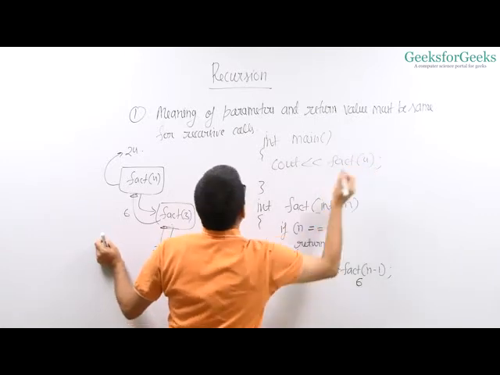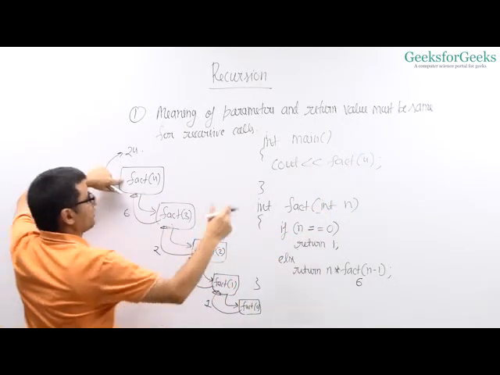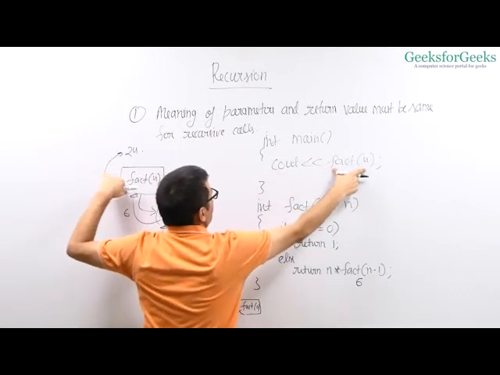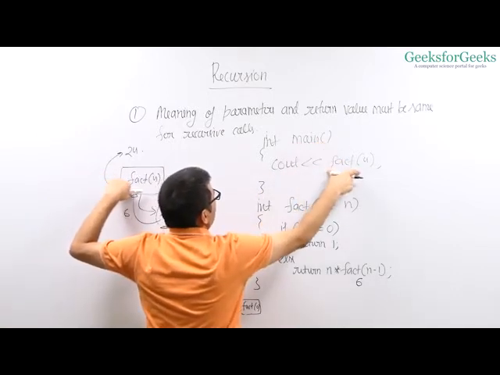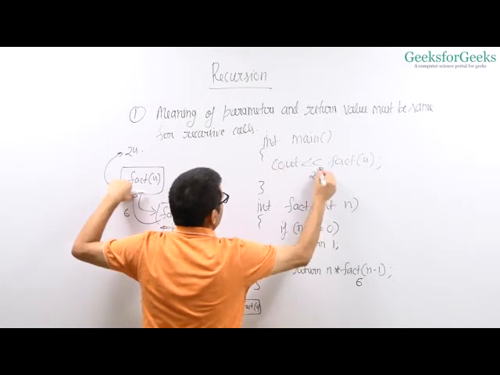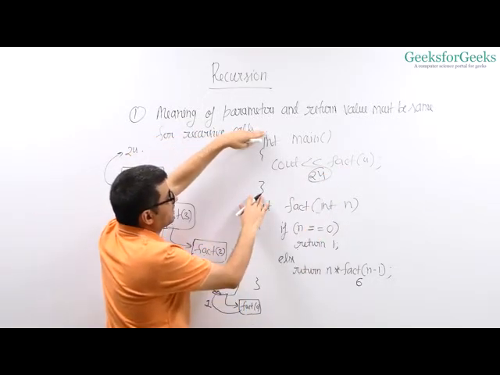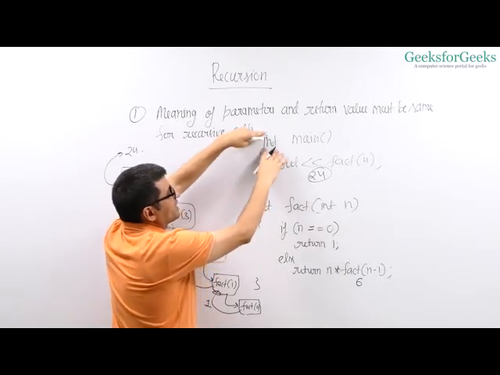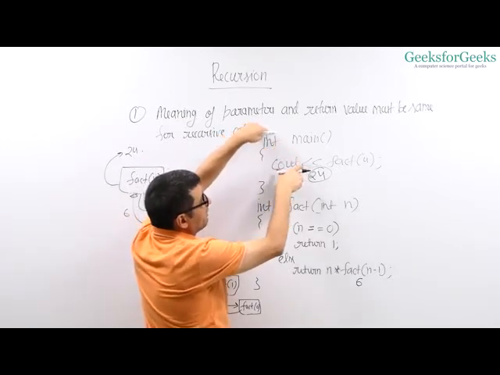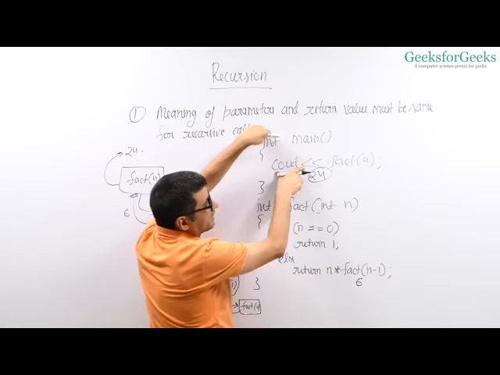So this is the parent call for factorial 4. It returns 24 to its parent call, which is the main function, and you get 24 on your screen. I have written C++ style syntax here. In Java, we'll have public static void main in a class, and we'll have System.out.println here.